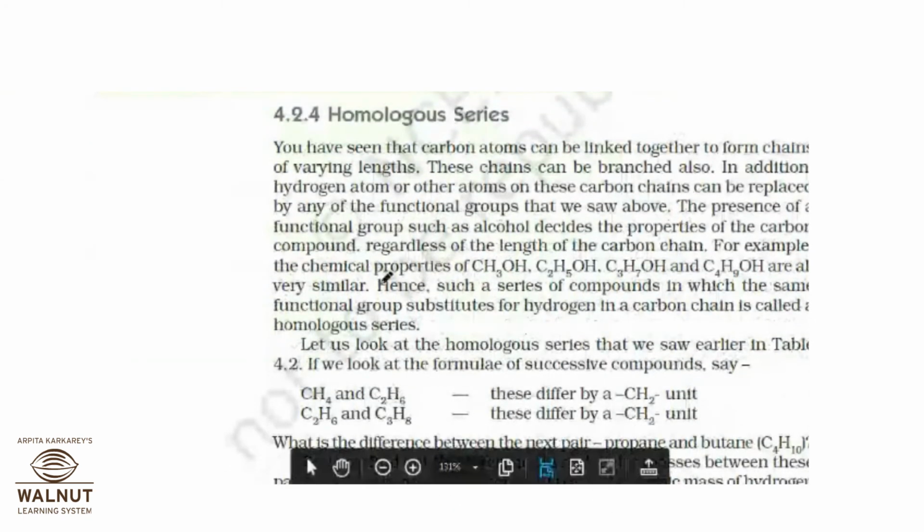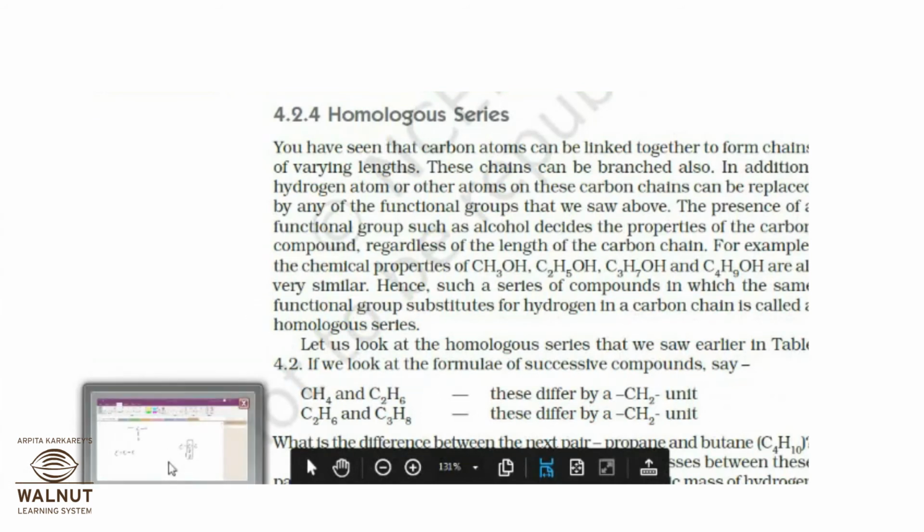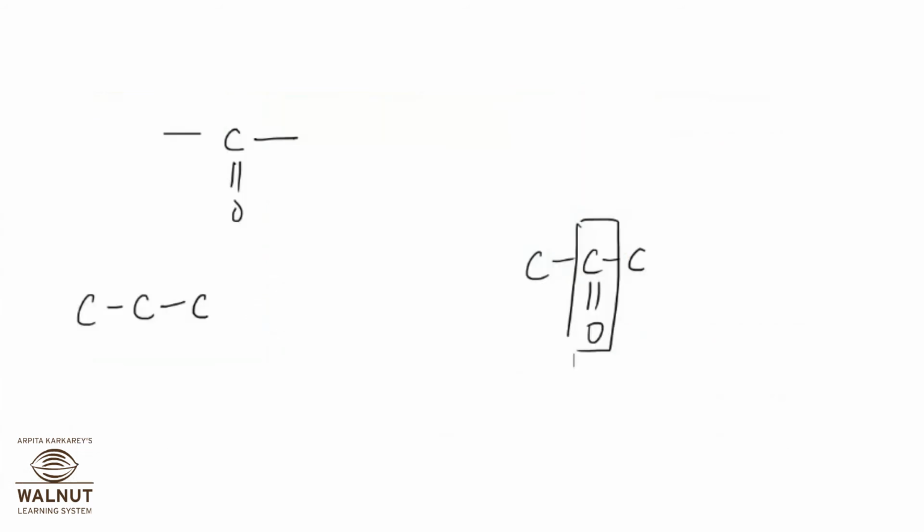Carboxylic acid we have done. Ketone, aldehyde is done. Next is homologous series. First of all, tell me, functional group is clear or not? Otherwise, we can't move ahead. Yes, okay. So just practice it, drawing and all.